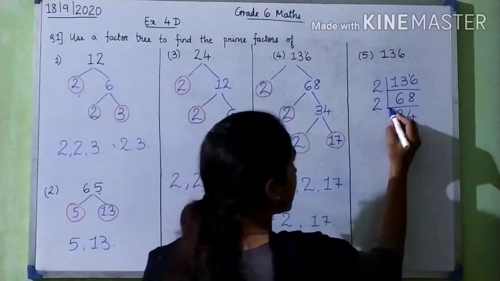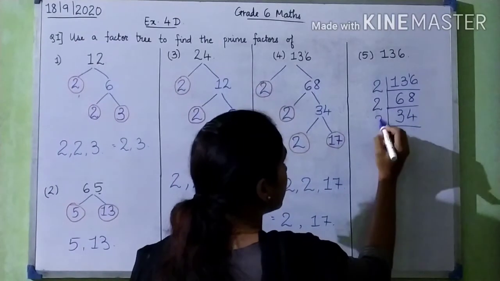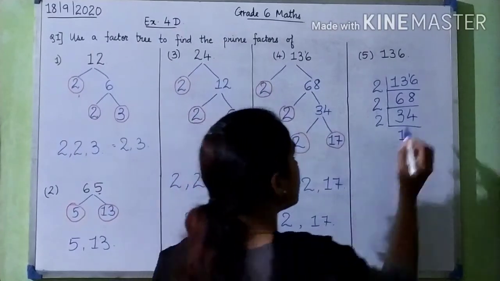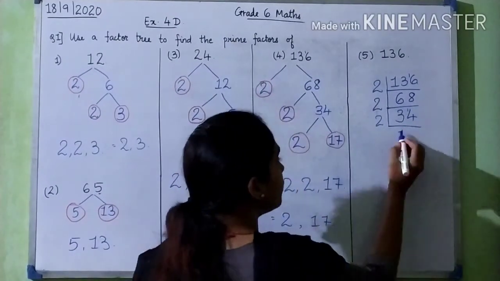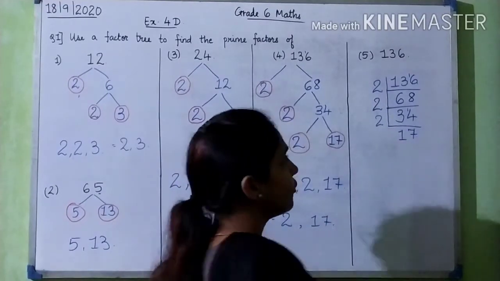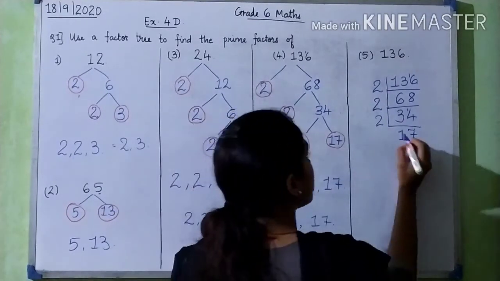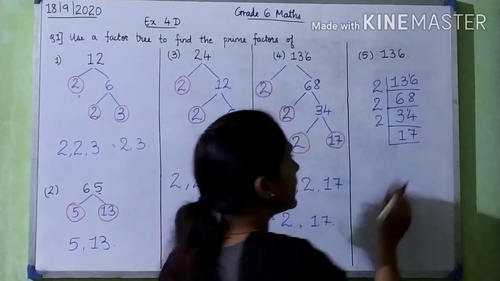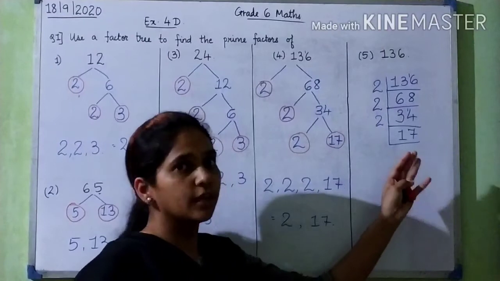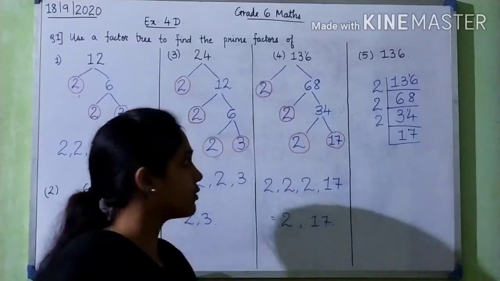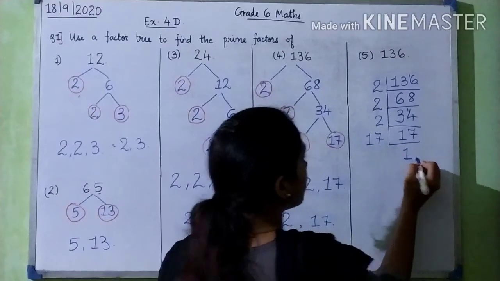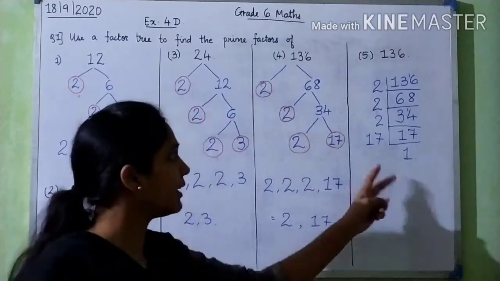Now again 34 can be divided by 2. So we divide. 2 into 1 is 2. 1 is left. So now this number becomes 14. So 2 into 7 is 14. Okay. So now we have got 17. And 17 cannot be divided by any other number, right? 17 is a prime number. It does not go in any other number's table. So 17 into 1, only that I will get 17.